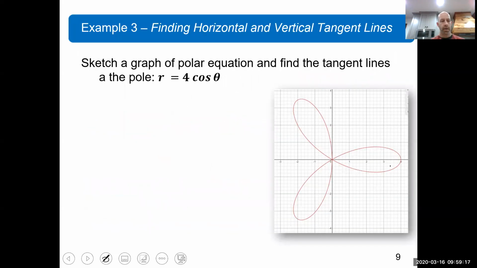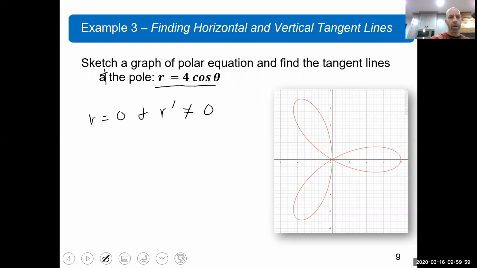So this is called a rose curve, and its equation is given right here, r equals 4 cosine theta. And it says sketch the graph, which I've kind of already done for you. It's there on the slide. And we're supposed to find the tangent lines at the pole. Oops, and I didn't put a t in there. That should be at the pole. Okay, so in order to do that, we have to consider that we want r to equal 0, and we want r prime to not be equal to 0.